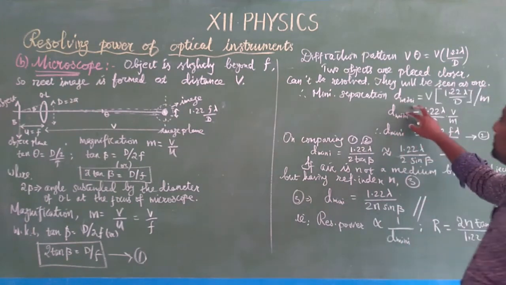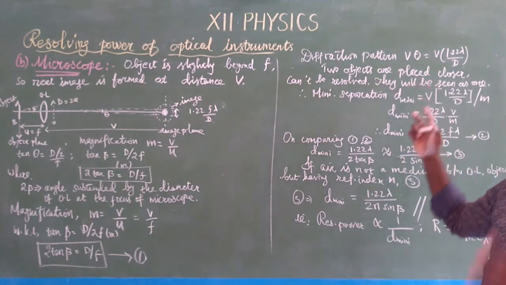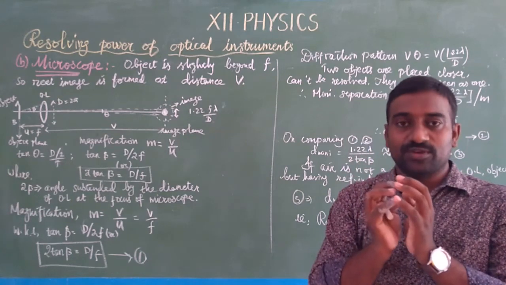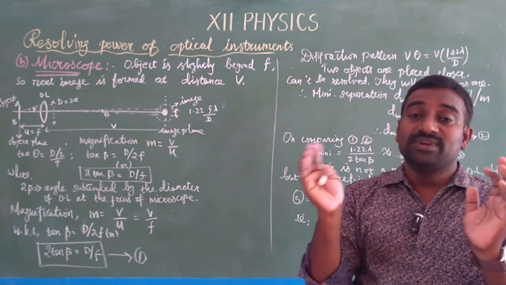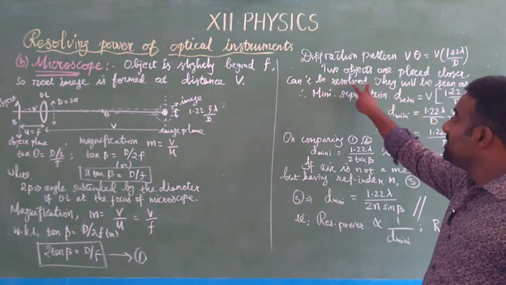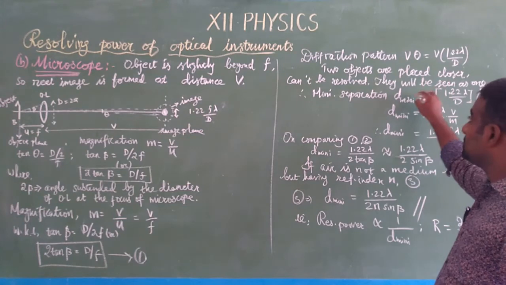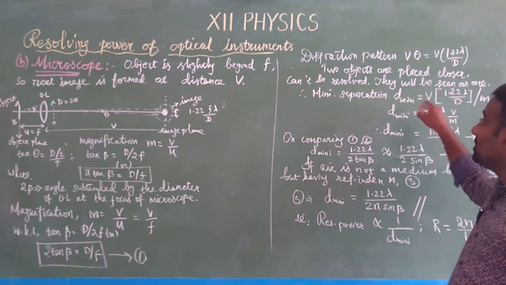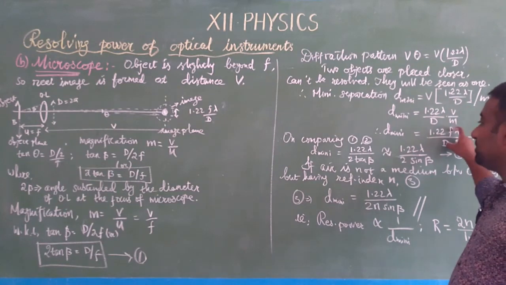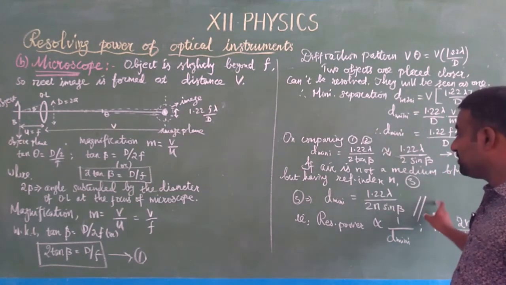Next, suppose two objects are placed close together. The microscope will consider them as a single object; they cannot be distinguished. In a telescope we can distinguish easily, but here that problem exists. So they cannot be resolved when two objects are placed very close; they will be seen as a single one. So the minimum distance of separation is this value. We compared the two equations and solved it.